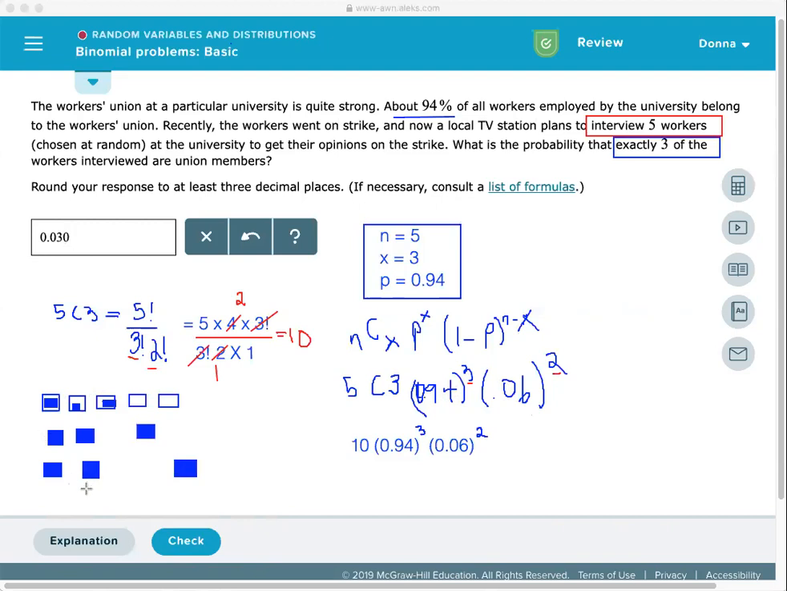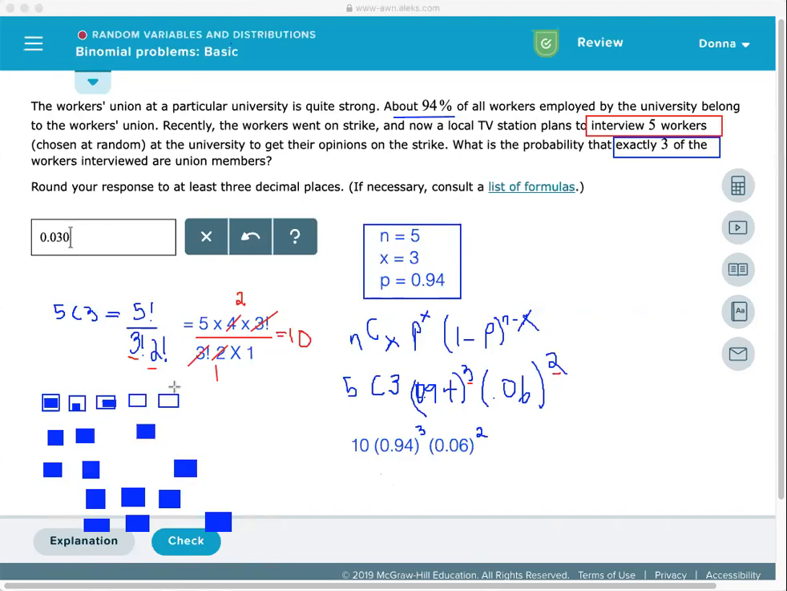So the other cases, I could have a union worker in the second slot, the third slot, and the fourth. I could have a union worker in the second slot or the second choice, the third choice, and the fifth. So now I have 5 different examples, and I could write out the remaining 5, but that gets you an idea of where that 10 comes from. So it's 10 different ways that can occur, so that's why we multiplied by 10. And in each case, you have 3 that were union workers and 2 that were not. So that's why we have 0.94 to the third power and 0.06 to the second power.